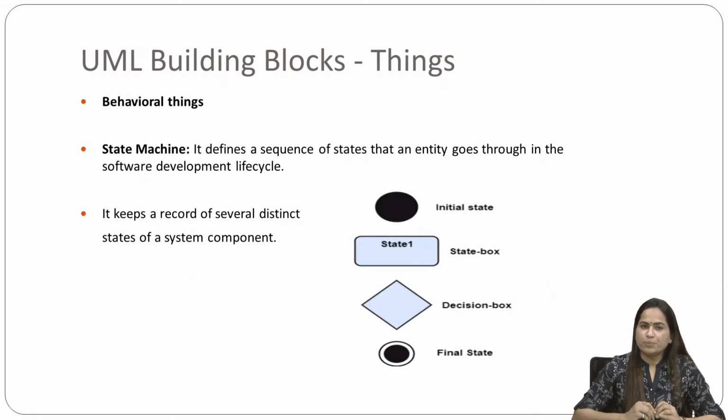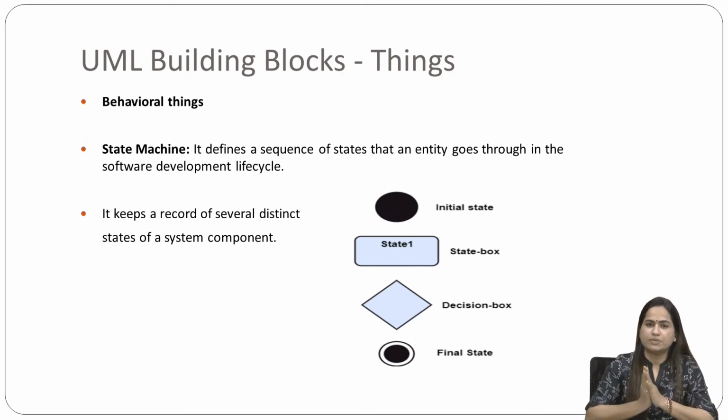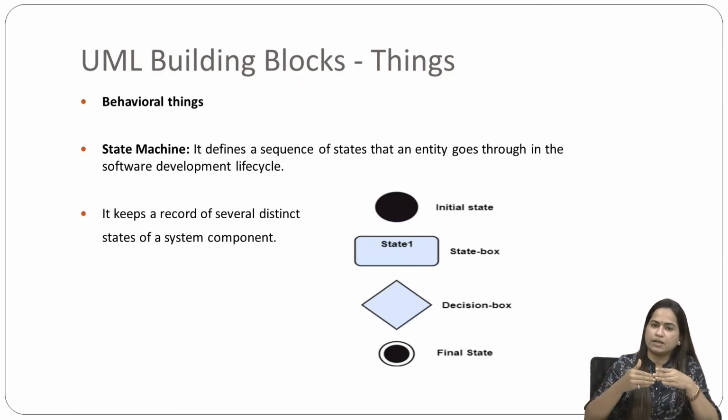After that we have behavioral things. First thing we have is state machine. It defines a sequence of states that an entity goes through in the software development lifecycle. It keeps a record of several distinct states of a system component, from the initial state to different states. From there it may have another one, and at the end it will have the final state.